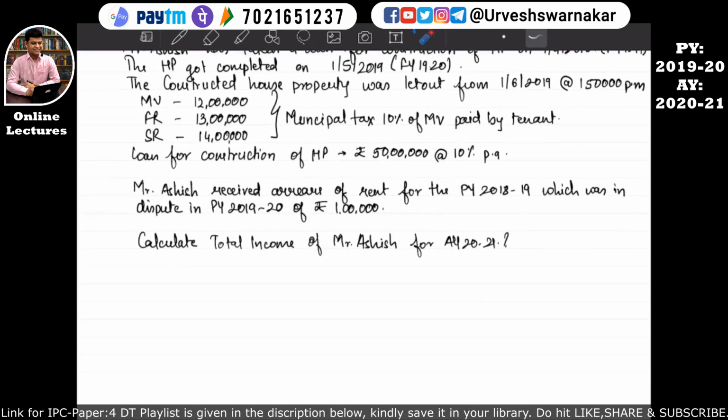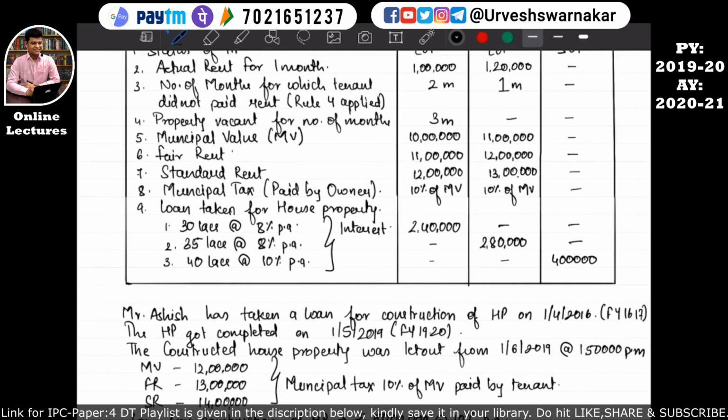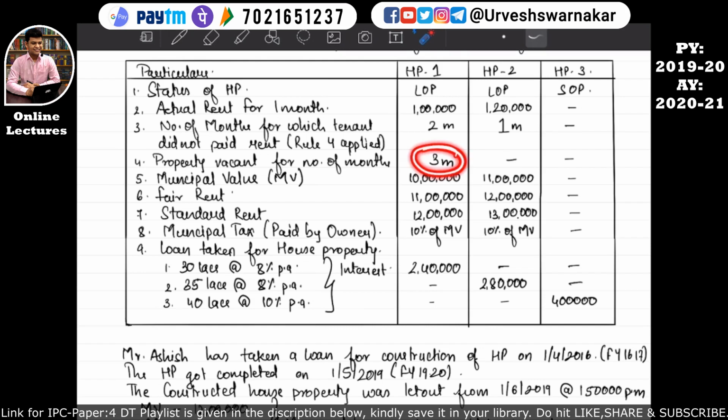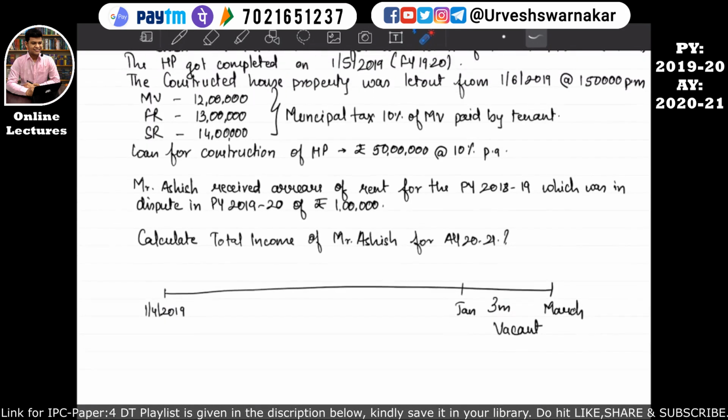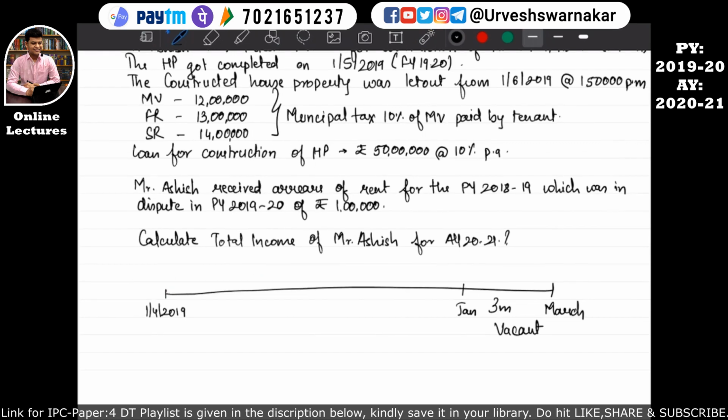So understand it in this manner. I'll make a timeline over here. This is 1st April 2019, and for the last 3 months, that is from January to March, the house property was vacant. That is what our question is trying to say. So the property was vacant for the last 3 months, from 1st January to 31st March. That means the house property was given on rent for a period of 1st April to 31st December 2019.